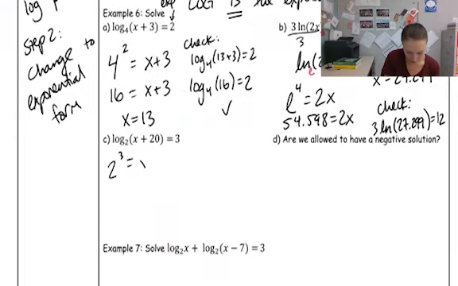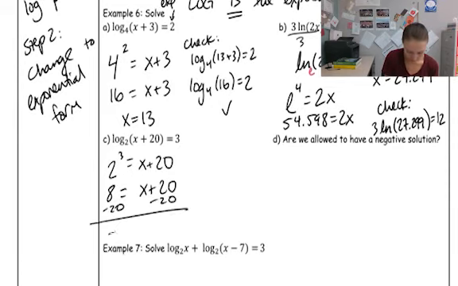All right, part C, it's already isolated, so we're going to change to exponential form. 2 to the 3rd equals x plus 20. I have 8 equals x plus 20. Subtract 20, and I have x equals negative 12. Are we allowed to have negative solutions? Well, let's check it.